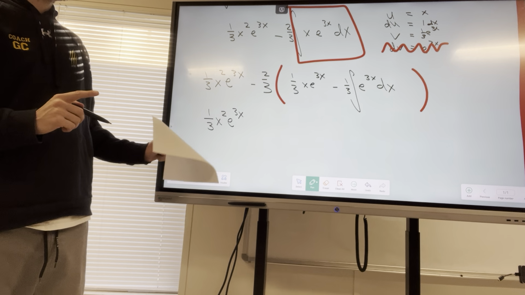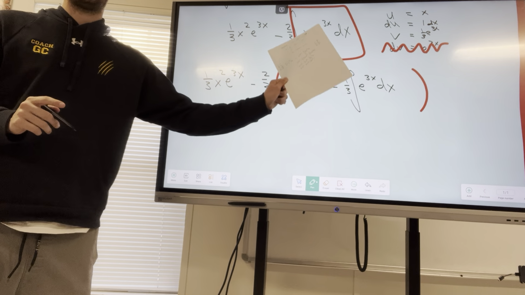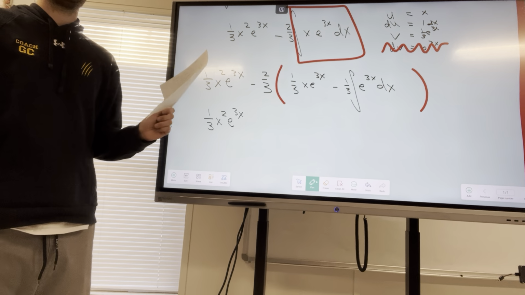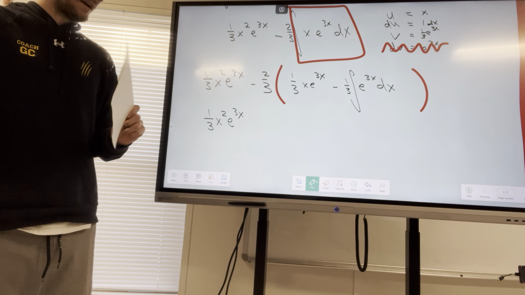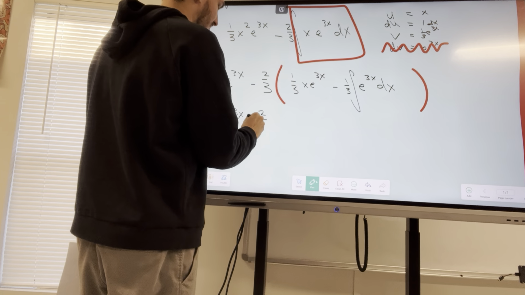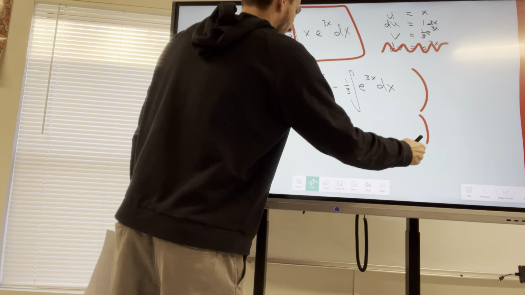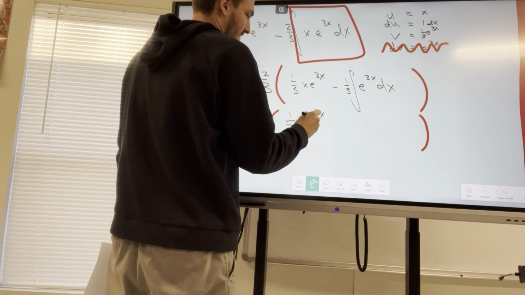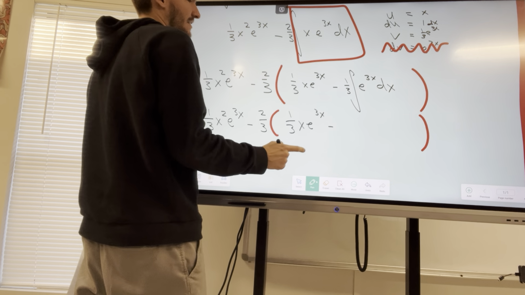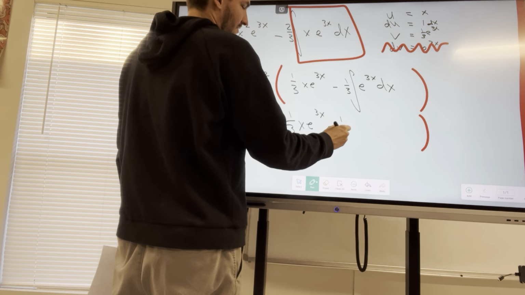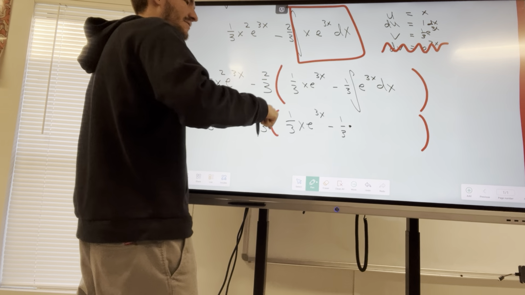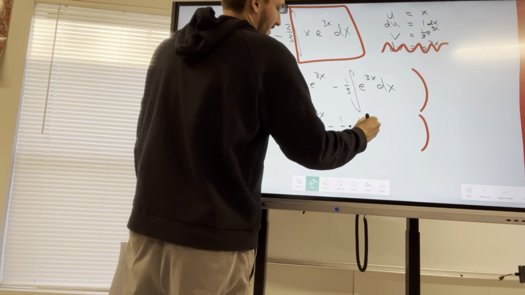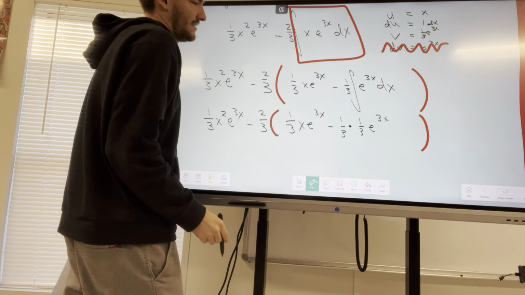Do you want to try distributing and integrating all in one step in your head, or do you want to leave it for 2 steps? 2 steps. Okay, 2 steps. Minus 2/3. This piece is not going to change. This piece is going to be 1/3. What's the integral of e to the 3x? 1/3 e to the 3x.